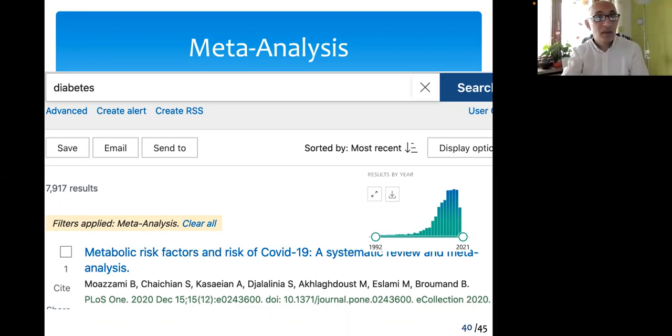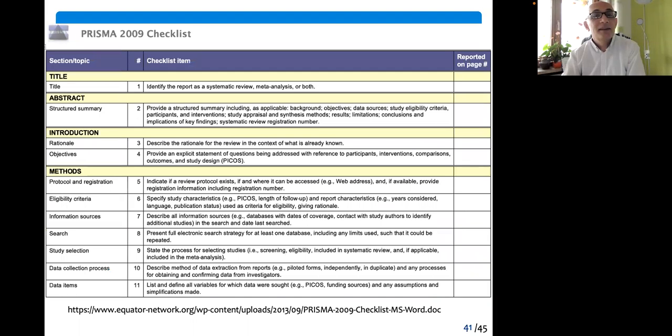Therefore, of course, a meta-analysis is on the top of the evidence pyramid, and it is very important. What is the name of the checklist or the guideline to report a meta-analysis? It is called the PRISMA. You may also find some other guidelines, but the PRISMA guidelines are well known.